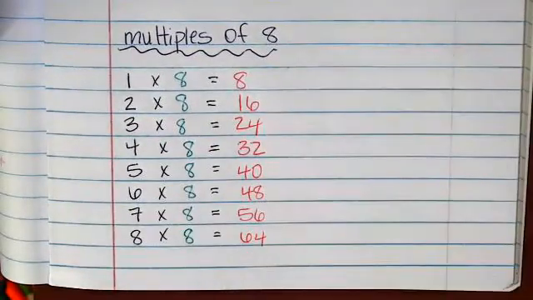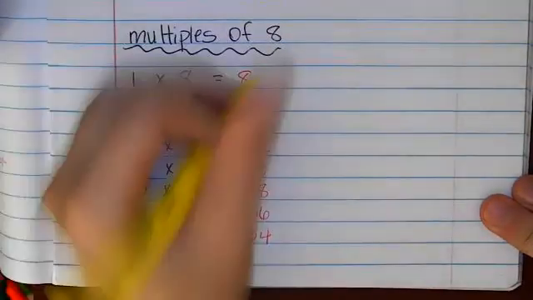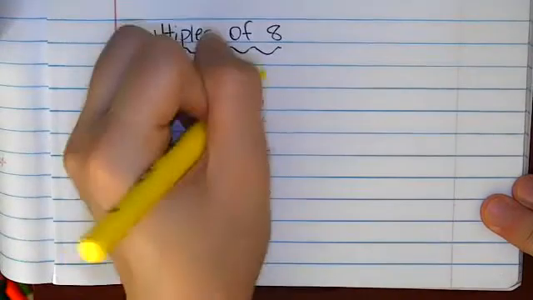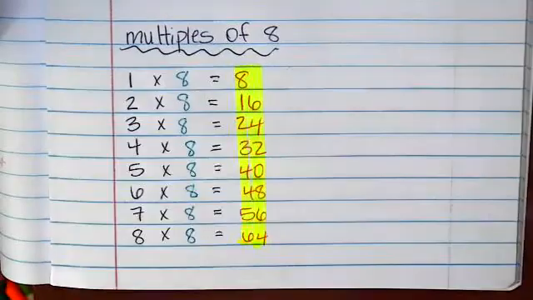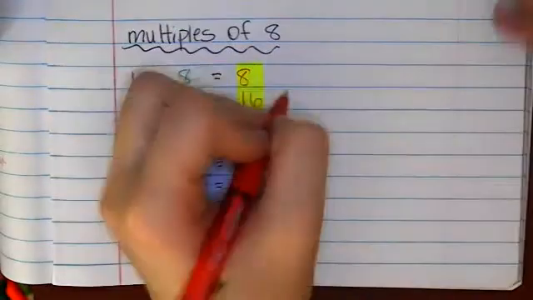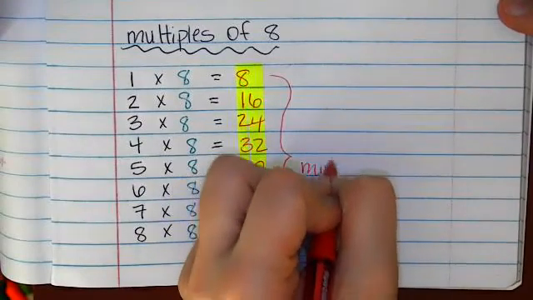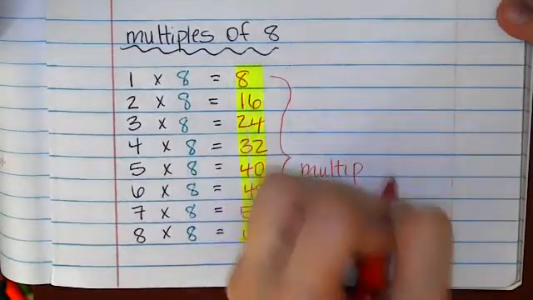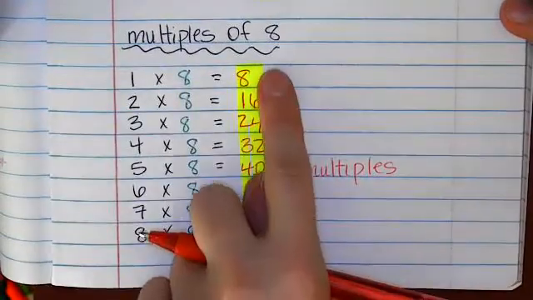So all of these numbers that we have after multiplying 8 times another number would be your multiples. So when I say I want the multiples of 8, that means I want to take 8 and multiply it by another number to find these answers.